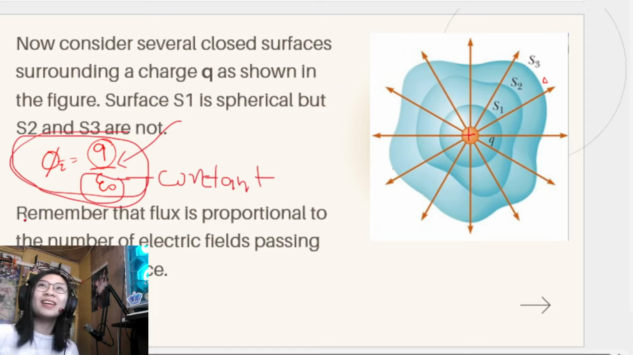Okay? So here in this situation, S1, S2, and S3 will have the same electric flux. And they're all positive. Kung usa ang electric flux ni S1, mao pod ang S2, mao pod ang S3. Because they have the same number of lines going out the surface. Okay? So silang tulo, same og flux. Okay, I hope that's clear.